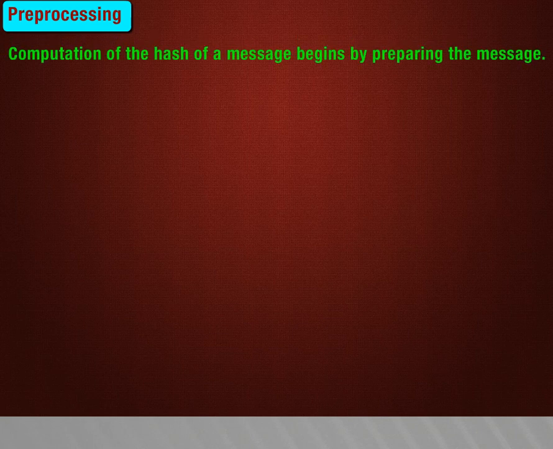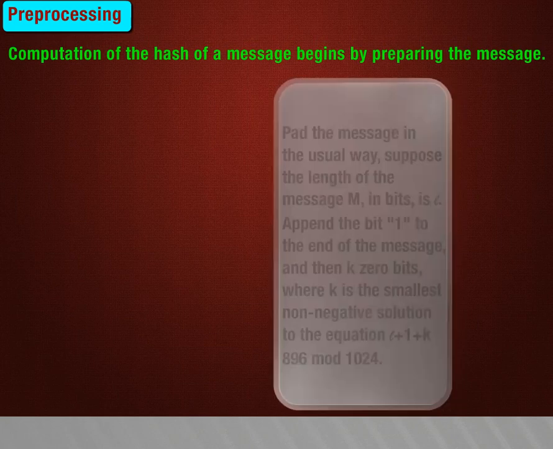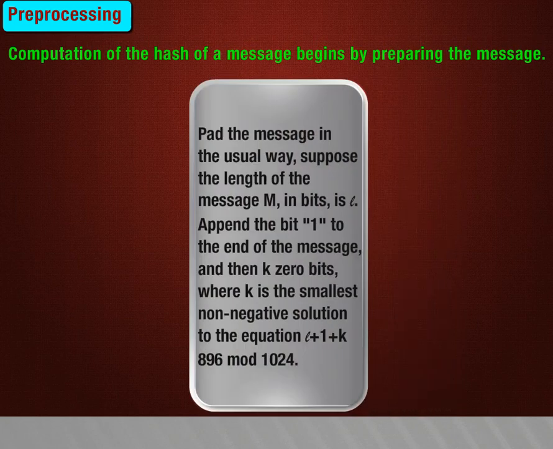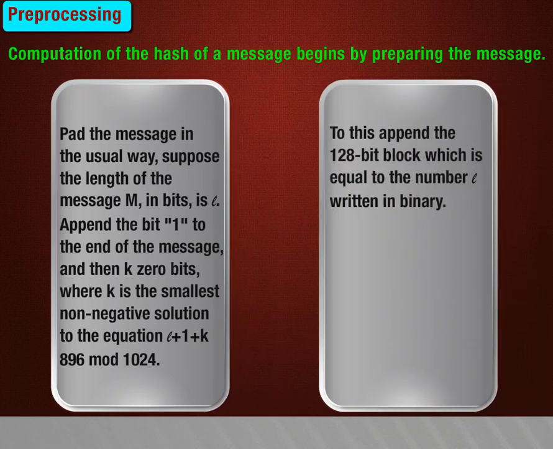Pre-processing. Computation of the hash of a message begins by preparing the message. Pad the message in the usual way. Suppose the length of the message M in bits is L. Append the bit 1 to the end of the message and then k 0 bits, where k is the smallest non-negative solution to the equation L plus 1 plus k is congruent to 896 mod 1024. To this, append the 128-bit block which is equal to the number L written in binary.